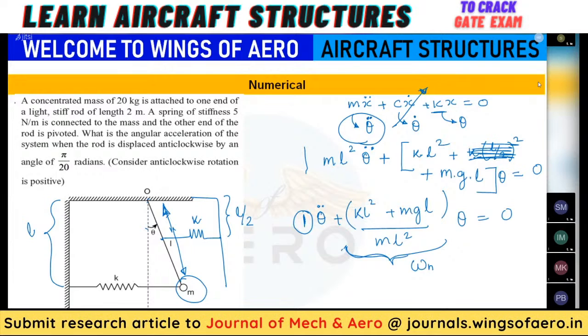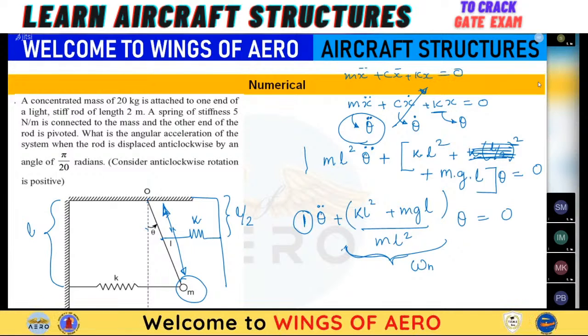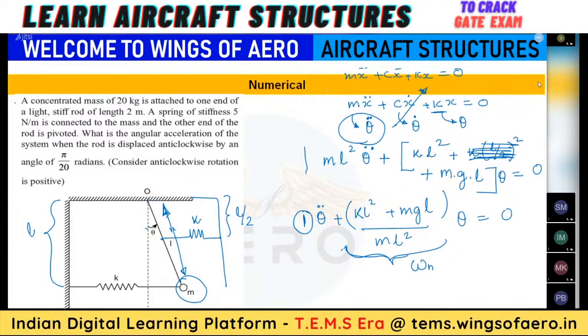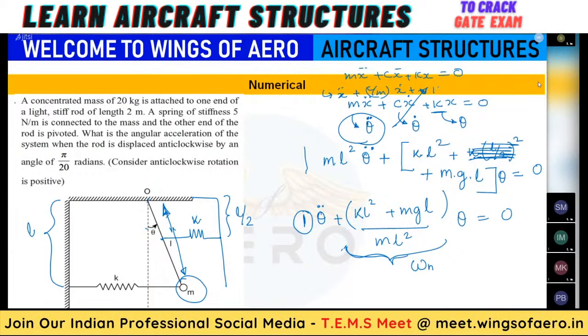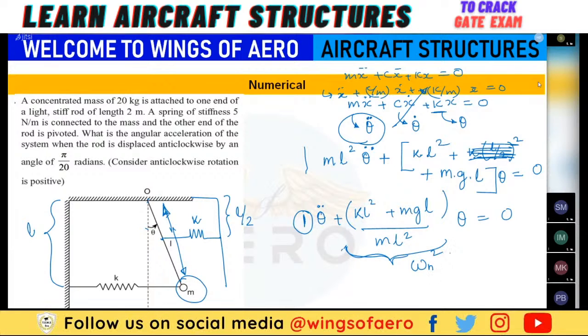Since we know this formula, m x double dot plus c x dot plus k x equal to 0, if I'm dividing this entire equation by m, what will I get? x double dot plus c by m x dot plus k by m x equal to 0. Sorry, this will be omega square.